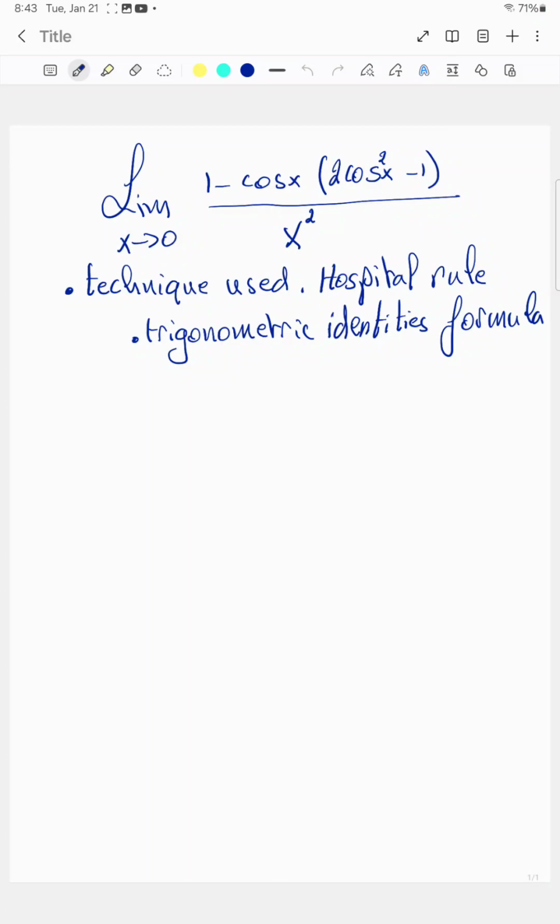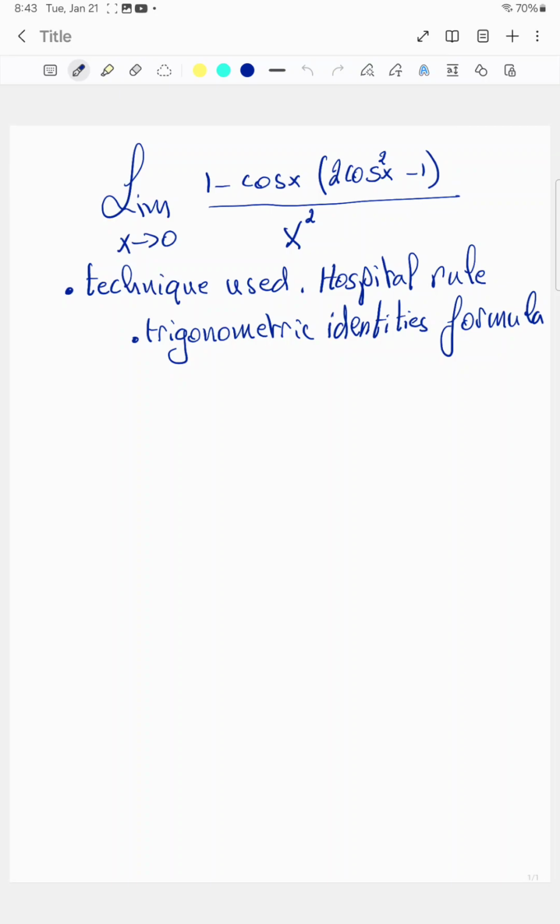In this video, we'll calculate the limit of that example in front of us when x goes to 0, the limit of (1 minus cosine x) times (2 cosine square of x minus 1) divided by x squared. And the techniques that I will use are L'Hôpital's rule and a trigonometric identity formula.